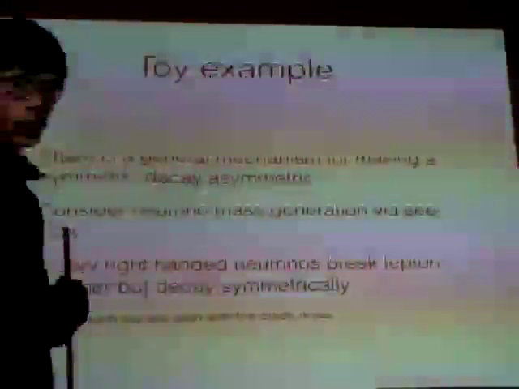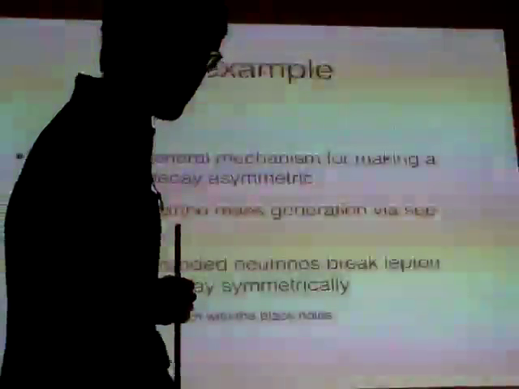So what happens here is that the right-handed neutrino mass breaks lepton number, but if you look at the decay modes of the right-handed neutrino, it decays pretty much symmetrically. And so in some sense you can view this as a situation just like black holes, where you have an object which breaks global symmetries but decays completely symmetrically. And so let's try to study how we can make this asymmetric.